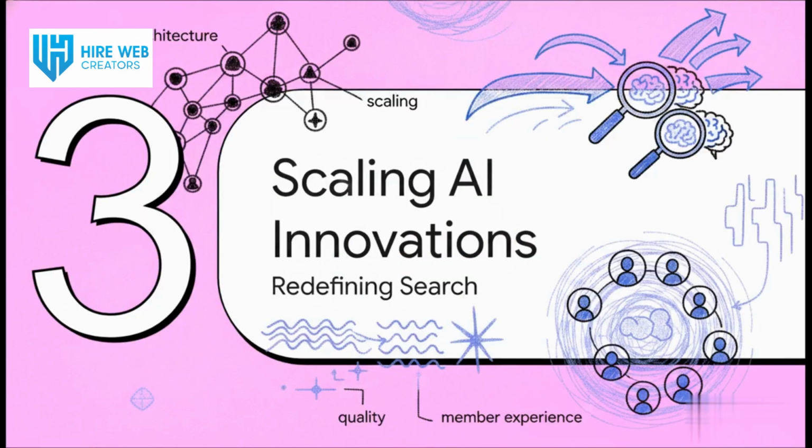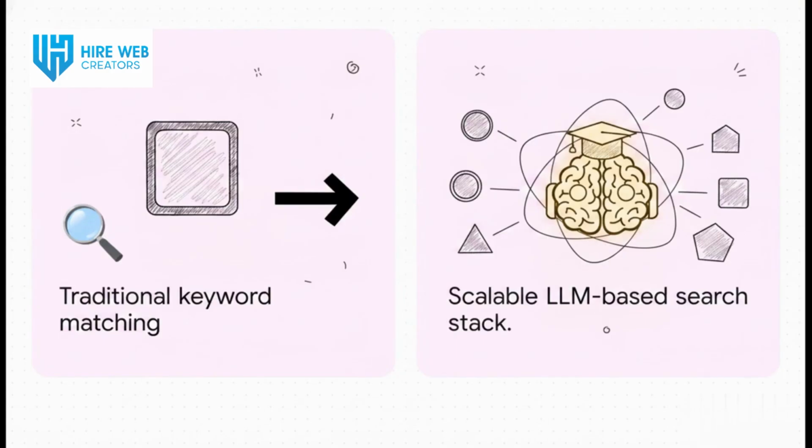Which brings us to Section 3, Scaling AI Innovations, Redefining Search and Quality. Historically, search on platforms like this relied heavily on traditional keyword matching and ranking algorithms. You type a word, it finds the word. But a recent breakthrough detailed by engineer Fedor Borysiuk outlines a total shift to a scalable LLM, or large language model-based architecture. What this means for you and me is that the system now actually understands intent and context, not just text strings. It powers a smarter, faster, and exponentially more personalized experience.